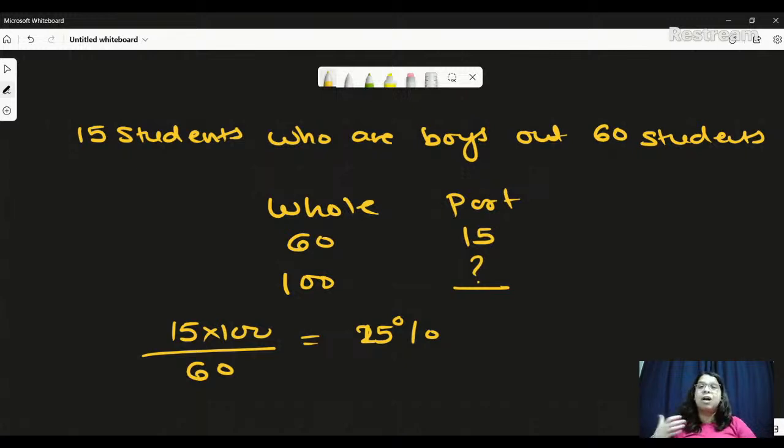So you don't have to have the 100 always in the denominator. You can just directly write it into 25%. So let's do an example.